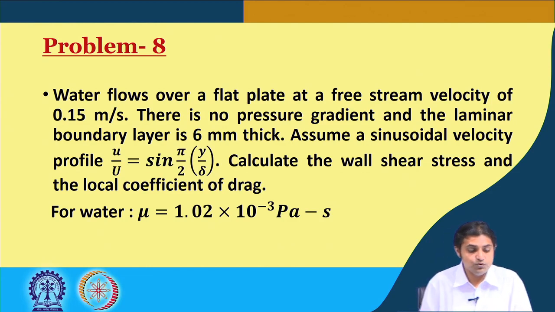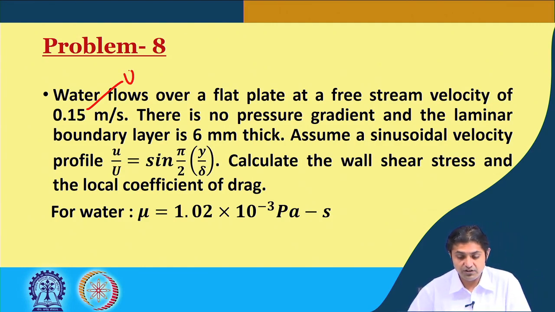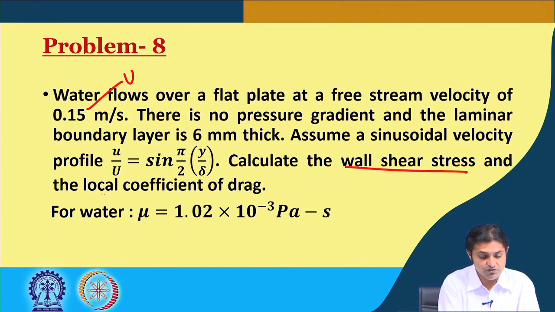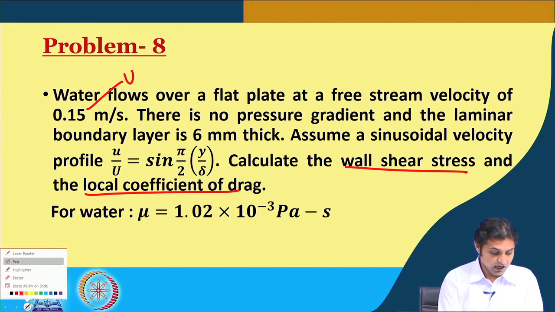stream velocity of U equal to 0.15 meters per second, that is capital U, right. There is no pressure gradient and the laminar boundary layer is 6 millimeters thick. Assume a sinusoidal velocity profile like this. Calculate the wall shear stress and the local coefficient of drag. So, we have to calculate the wall shear stress and local coefficient of drag. All right. So, how do we attack this problem?